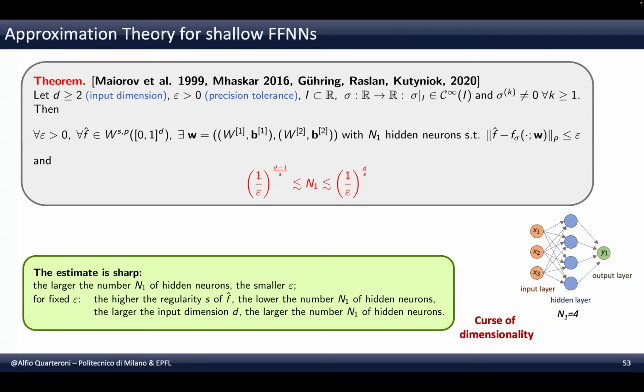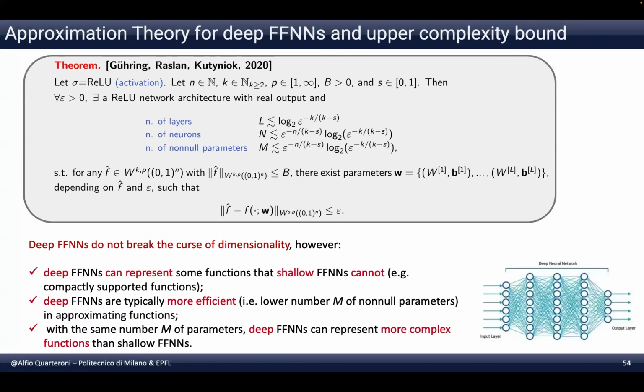So this is for shallow neural networks, so networks that have a single layer of neurons. Now, in principle, if you go from shallow neural networks to deep neural networks, namely you allow having many more layers of neurons, the situation should in principle improve, right?